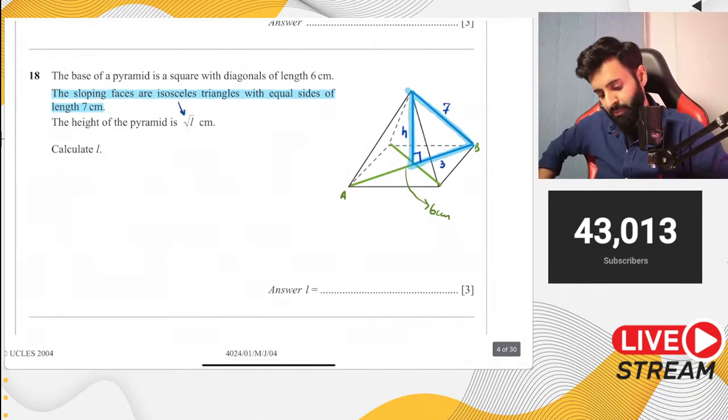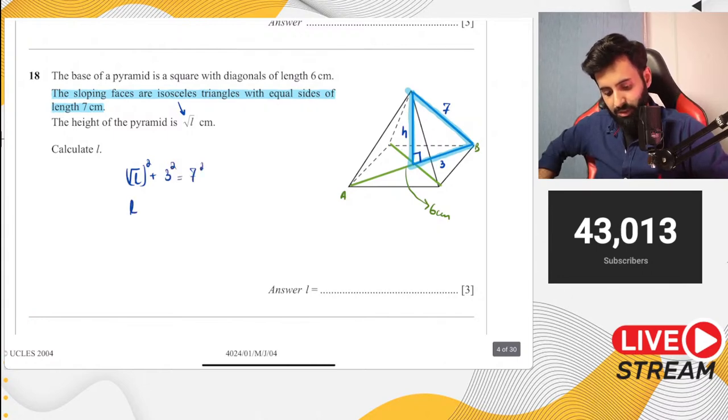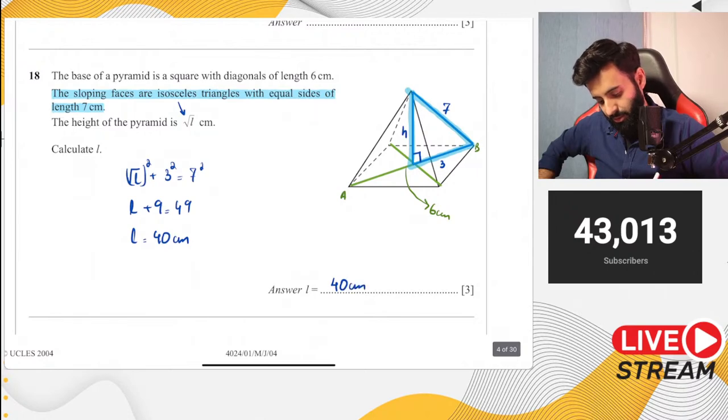Acha, ab kaise calculate karenge? Square root of L squared plus 3 squared equals 7 squared. So if you square root of L, you will just have L plus 9 equals 49. So L equals 49 minus 9, which is equal to 40 centimeters. So the length is equal to 40 centimeters.